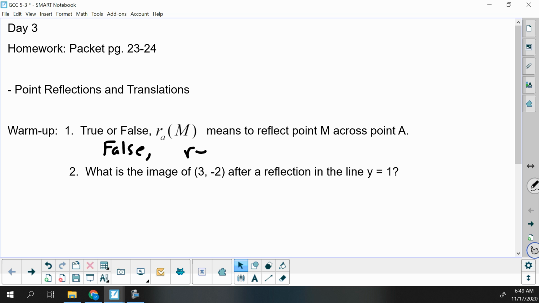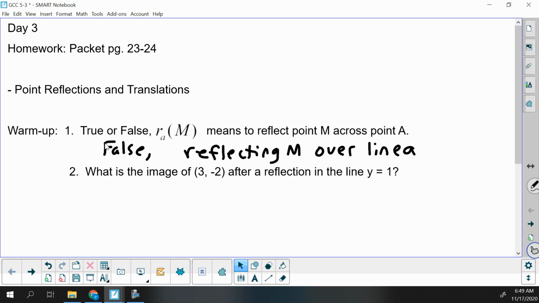It is reflecting M over line A as opposed to point A, because if you have a point, it is always notated with capital letters.